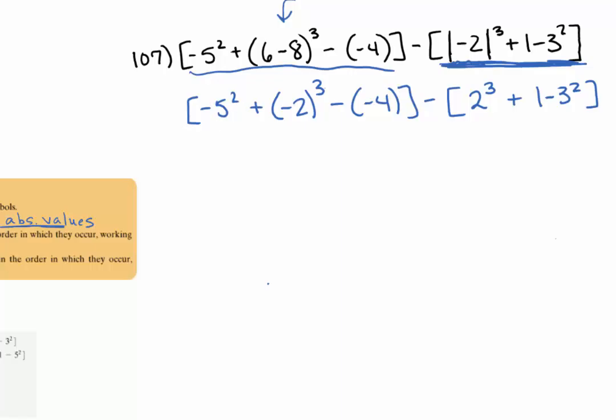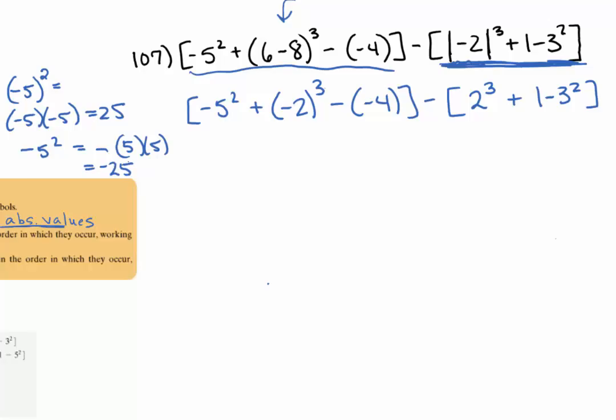The negative 5 squared, be careful. If I had negative 5 in parentheses and squared it, that would be the same as a negative 5 times a negative 5, which is 25. But that is not what we have here. What we have is negative 5 squared, which is the same thing as squaring the 5 with a negative in front, which gives me a negative 25. Okay, so I'd have negative 25 plus negative 2 cubed would be negative 8, then minus negative 4.